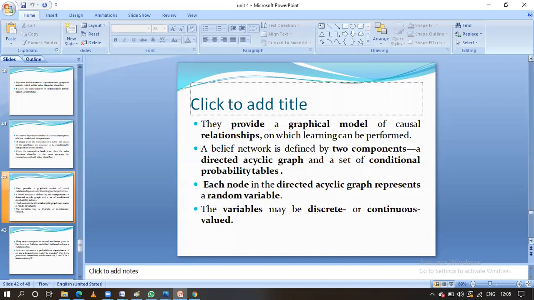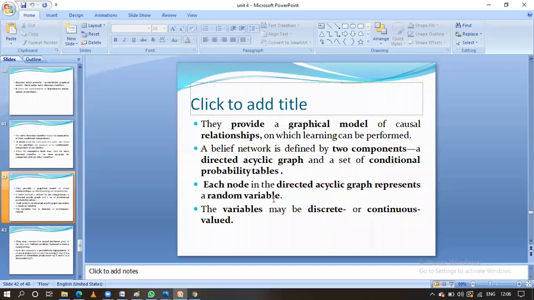Here in the directed acyclic graph, you will have the graphical representation. Each node in the directed acyclic graph represents a random variable. These variables may be discrete values as well as continuous values. Discrete means we can count that value, whereas continuous means we can measure that value. Discrete means countable values, 1, 2, 3 like that. These two kinds of variables we are going to represent as a node in the directed acyclic graph.